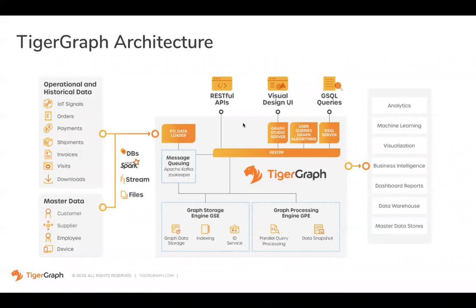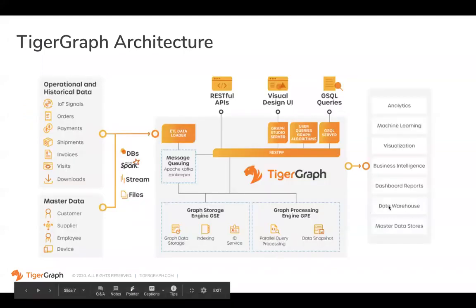So in a way, no matter what your input mechanism is, either through the REST API or the visual UI, which is the Graph Studio UI that allows you to run queries and bring in data, as well as GSQL, all of them are unified through one interface, and the data is stored in the graph storage engine, and processing happens in a single unified way.